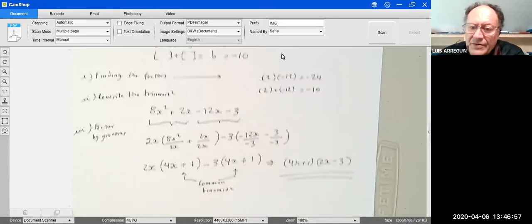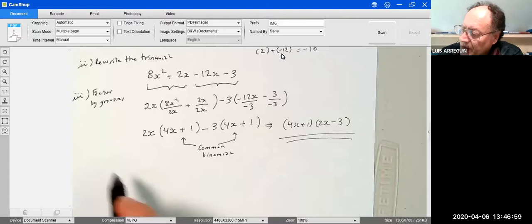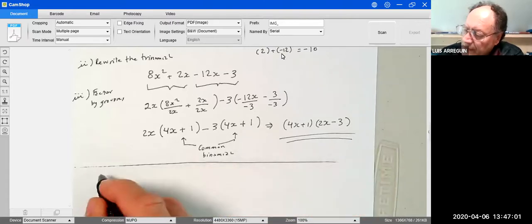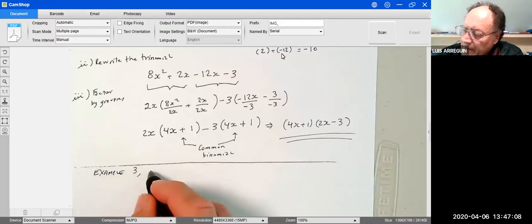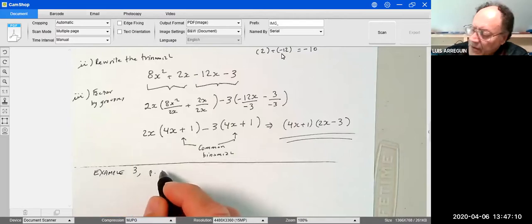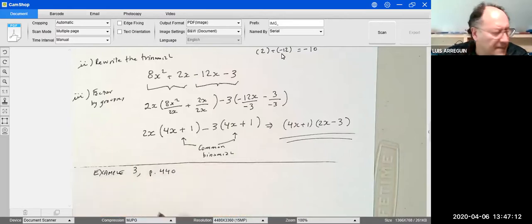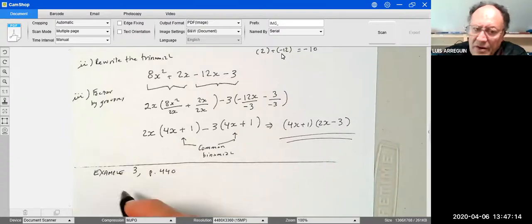Okay, so let's continue. Let's work more problems, as many as possible, because you're going to have this in your exam next week. So example 3 on page 440. Now we're going to factor.